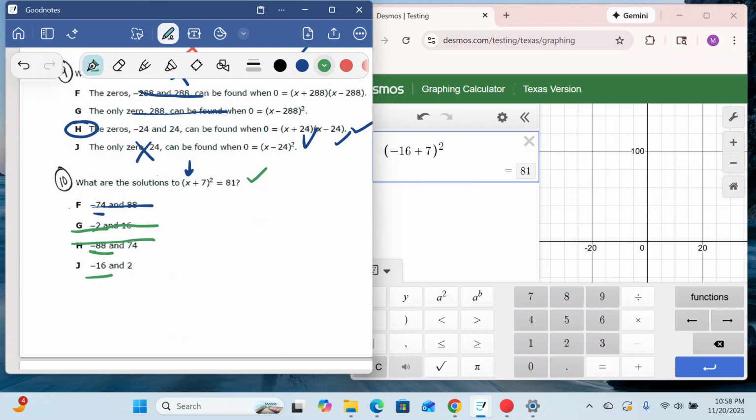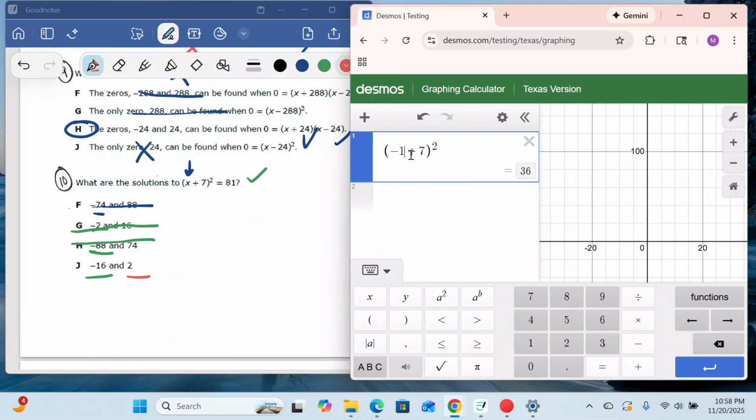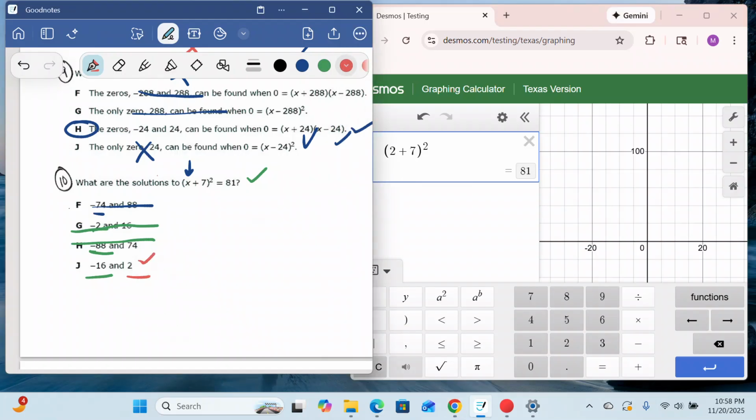But I want to be sure which is the correct one. So I'm also going to check the second one to make sure that I got the right answer. In place of 16, I'm just going to put 2. And it also gives me 81. So I double checked it, and my answer is letter J. So that is one way to get the answer.